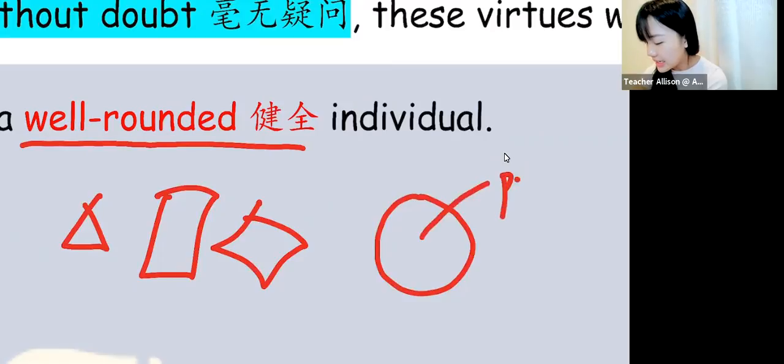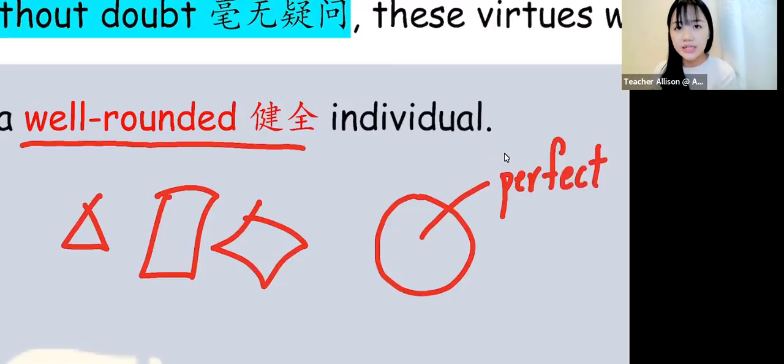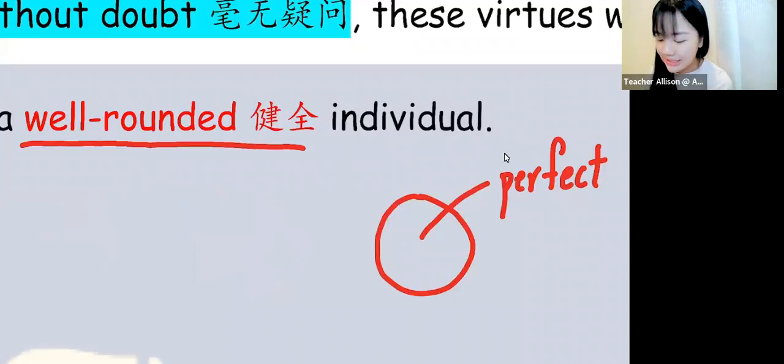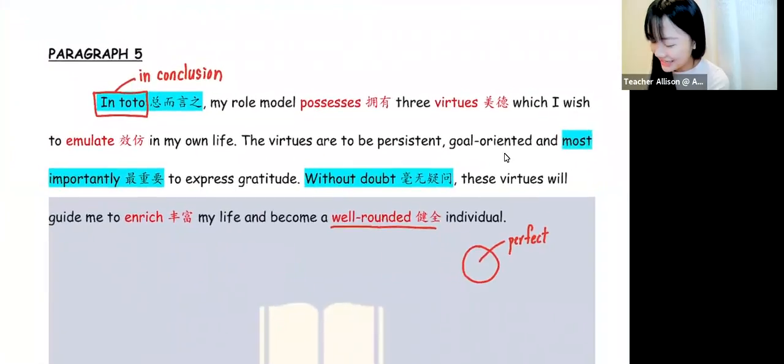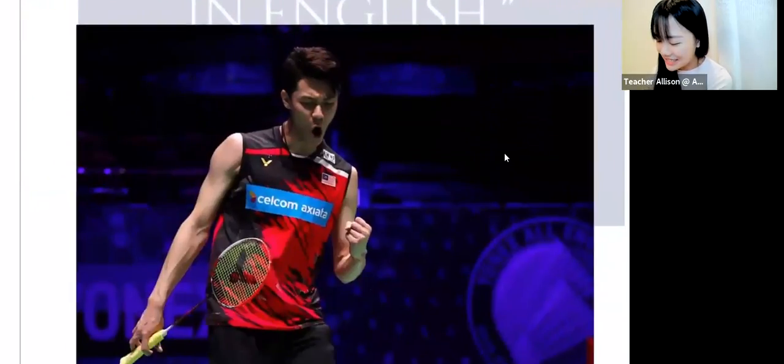It's actually nearly perfect. When people say that you are well-rounded, it means that you are very complete in every aspect in your life. So let's say you are also persistent, you are goal-oriented, you're responsible, you're thankful, like you are quite complete in a sense. So this is called well-rounded, 很健全的一个人. Understand, my dear children? So yeah, that's basically the end of our essay.